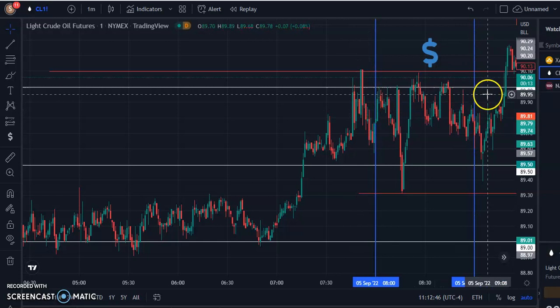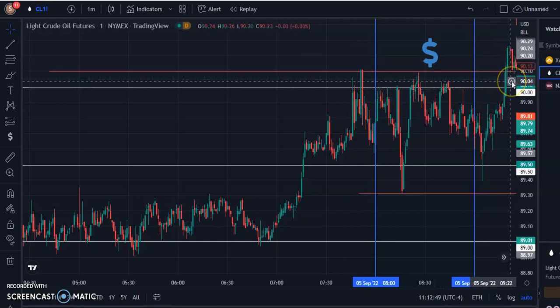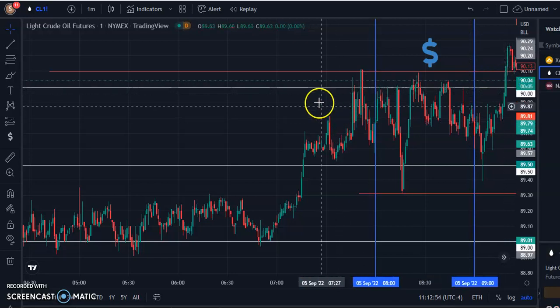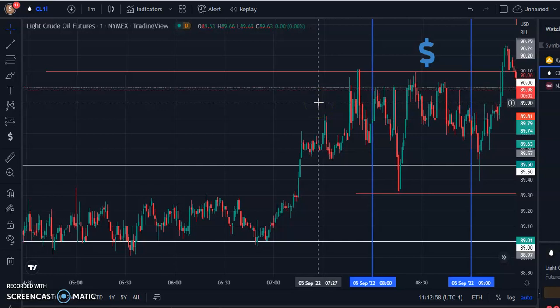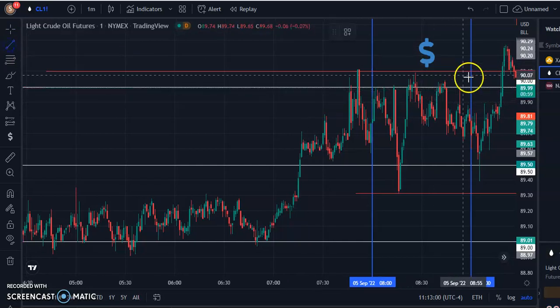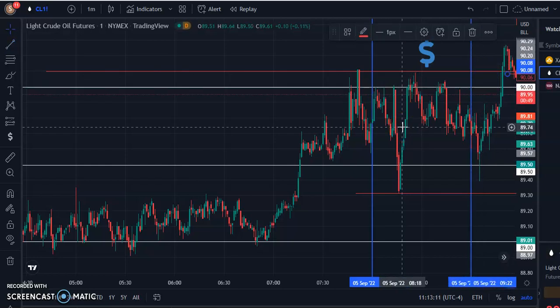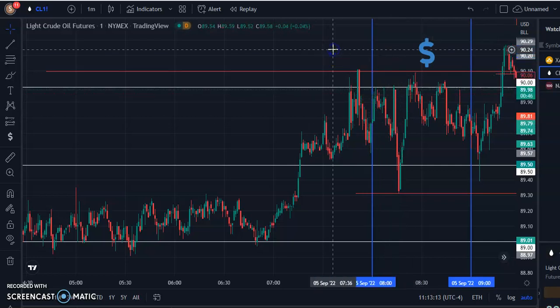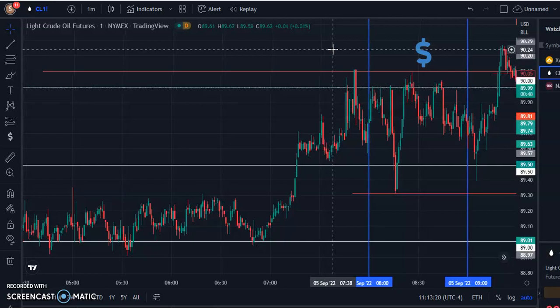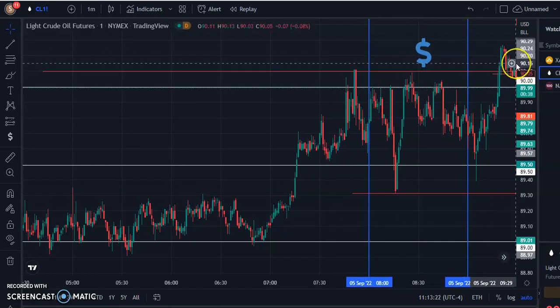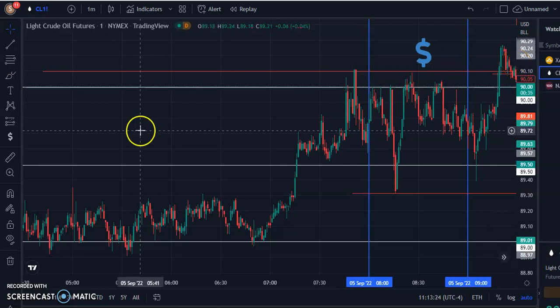And boom, there we have it. We have an M pattern. So the next thing I'm waiting for is a break of structure. And we break structure, as you can see here. We've broken structure. Now we are looking for a retest and the engulfment. Boom, retest and the engulfment at 9:29.